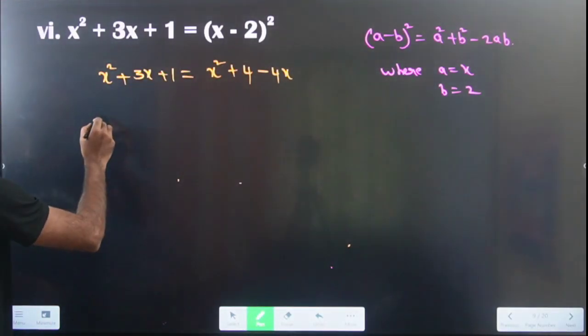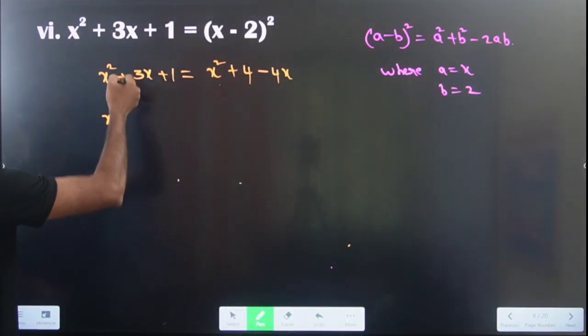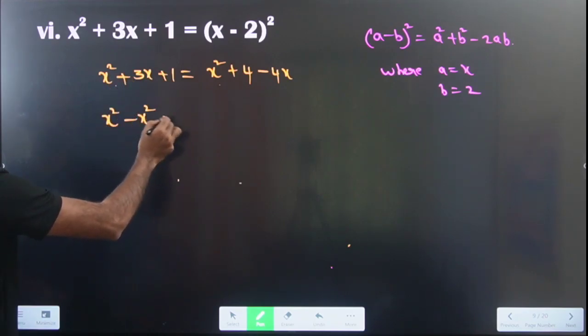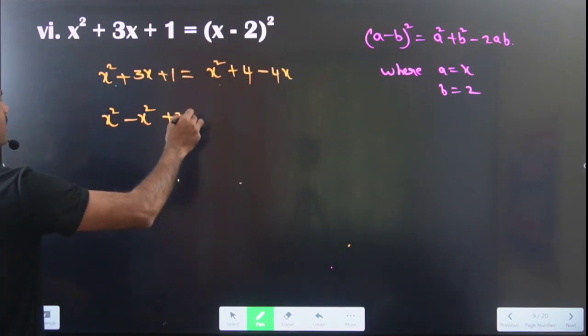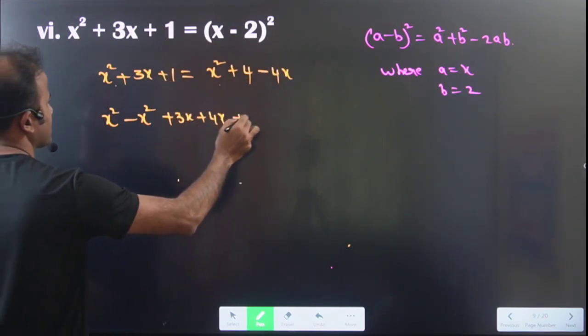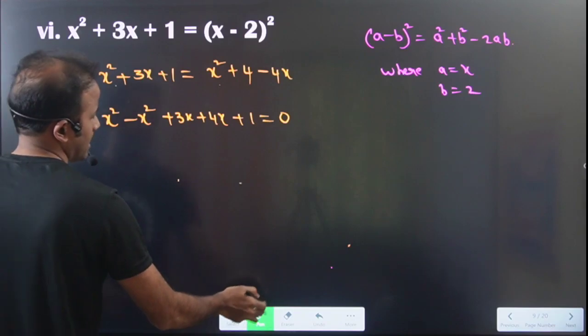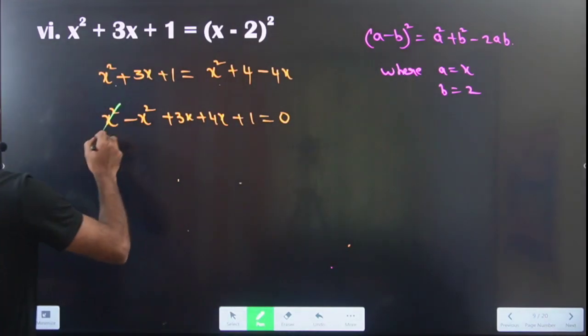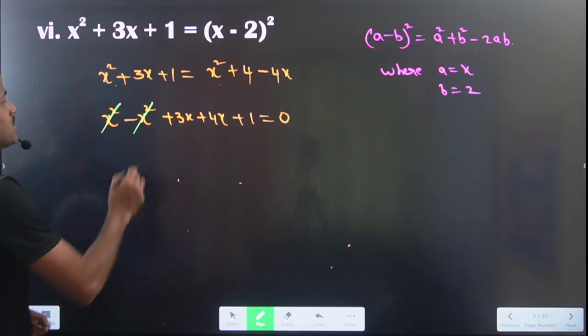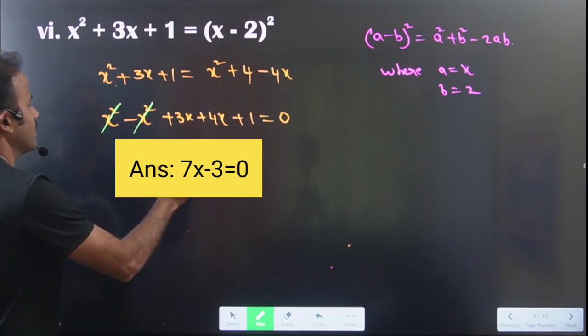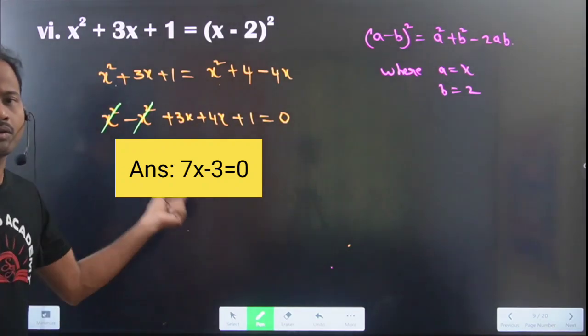So now what you have to do here, this x square on both sides gets cancelled, otherwise you take it here. This x square plus x square, when you take it here this will become minus x square plus 3x, x terms you write together, so minus 4x, when you take it here it will become plus 4x plus 1 equal to 0. Now you see here both x square terms get cancelled. Yes or no? x square minus x square get cancelled. 3x plus 4x is how much? 7x plus 1.